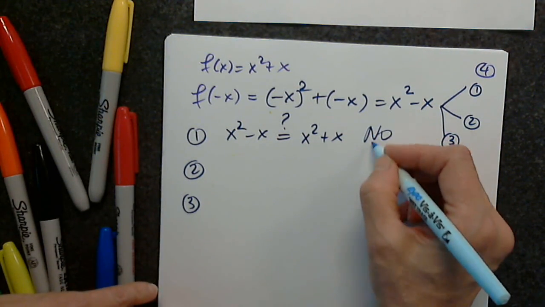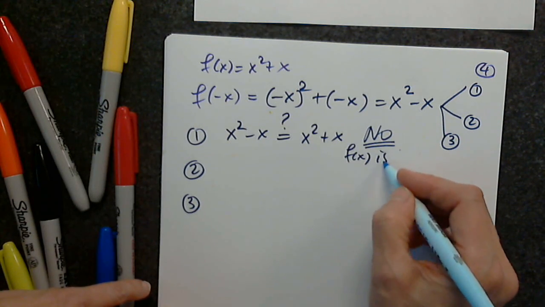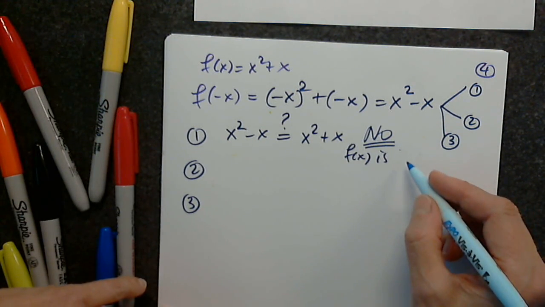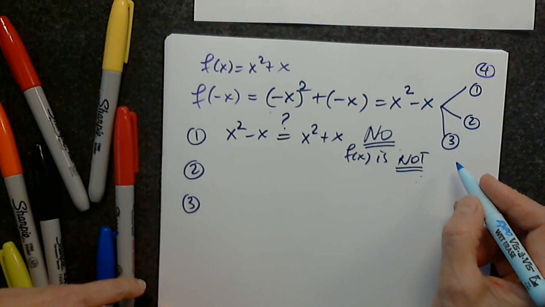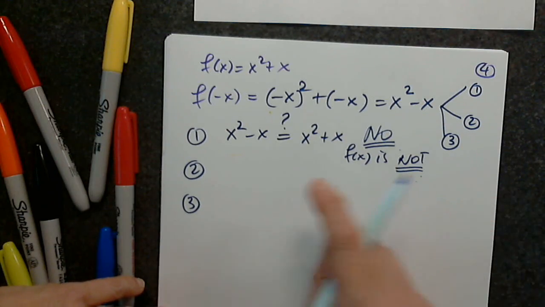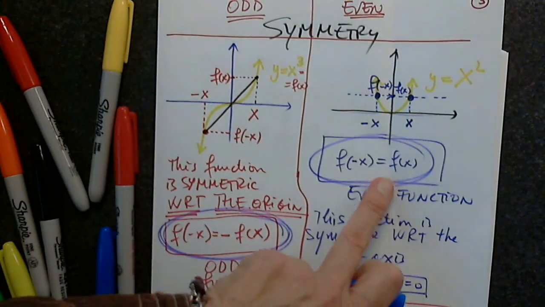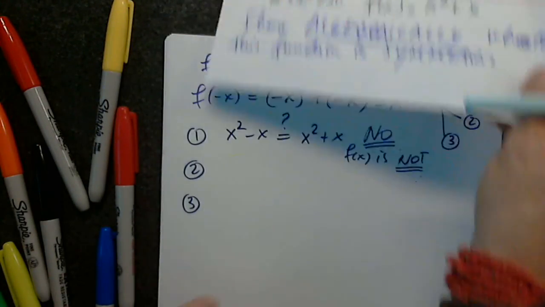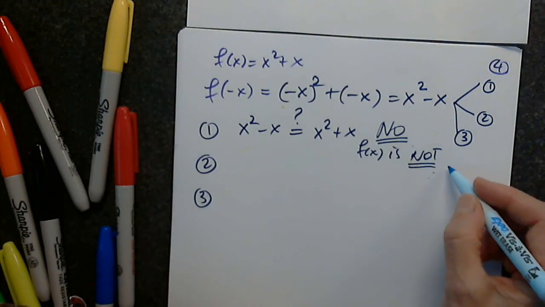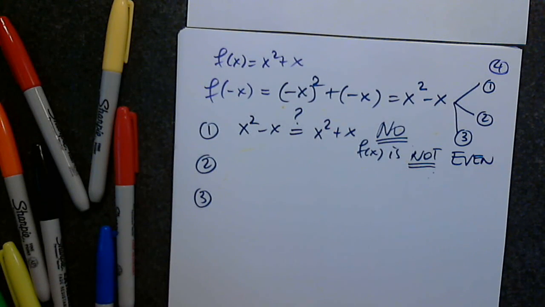No. What do I conclude? That the function f of x is not... Very good. When I test whether it's the same, I'm really testing the even property: if f of negative x equals the original function. So I will say it's not even, which means its graph will not be symmetric with respect to the y-axis.